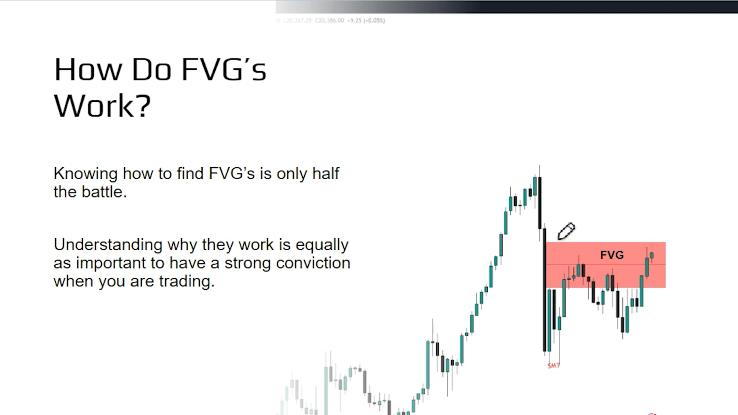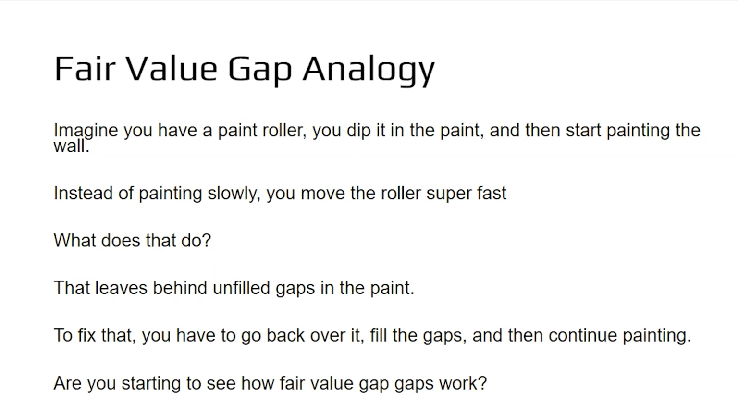And as you can see in this example, look at where the fair value gap is created. On a strong red candle. There's a clear imbalance in the markets. That's something you guys should take note of. So here's the analogy I like to use when it comes to fair value gaps. Imagine you have a paint roller. You dip it in the paint, and then you start painting a wall.